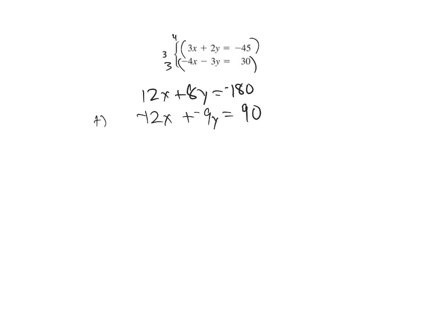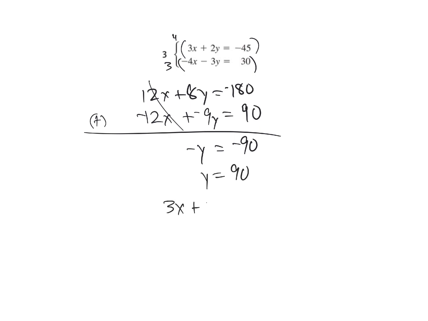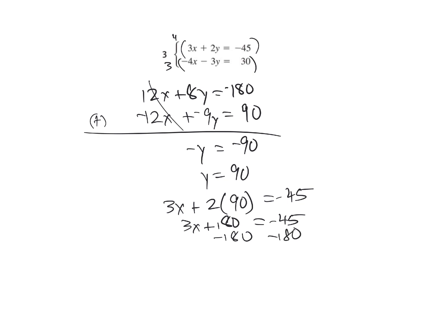So we add those together. The x's are reduced. That's negative y equals negative 90. So y is positive 90. Substitute it back in. So 3x plus 2 times y equals negative 45. So 3x plus 180 is negative 45. Subtract 180, and 3x equals negative 225.